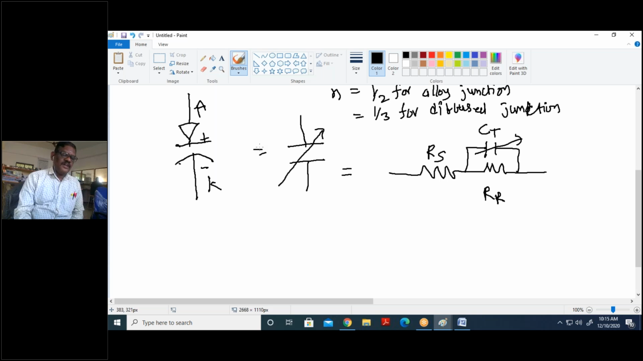There are two types of doping used in Varactor diode. First one is abrupt doping, and second one is hyper doping.